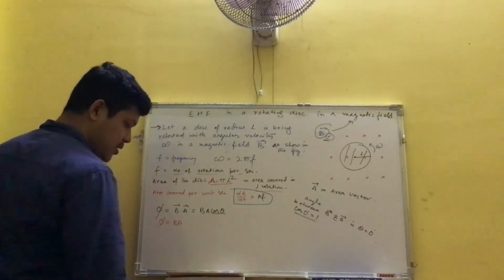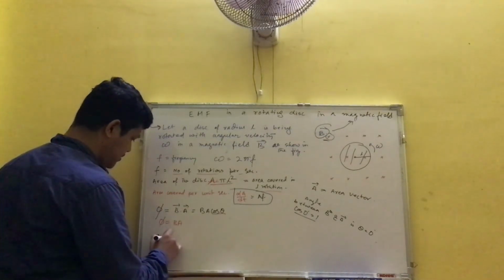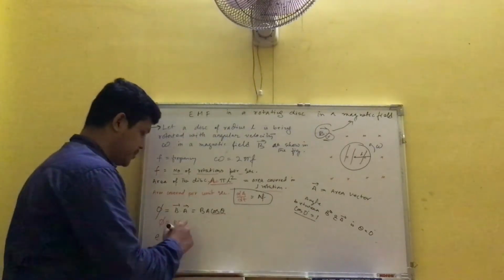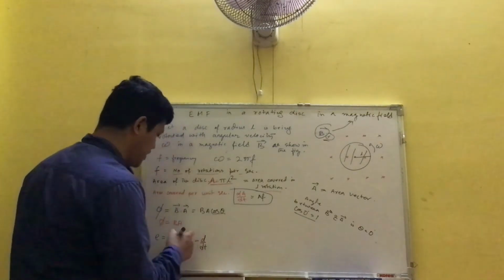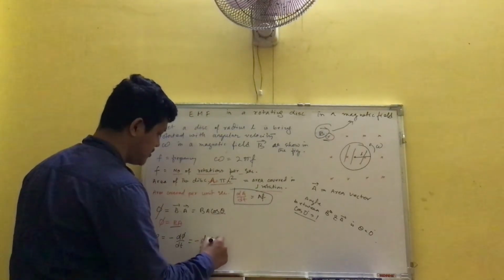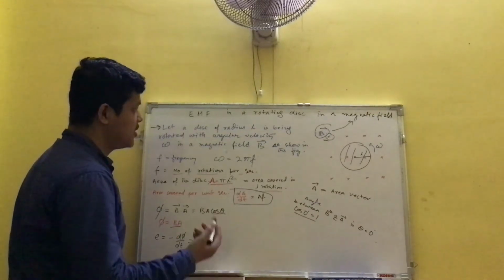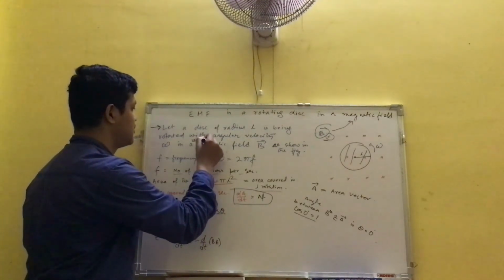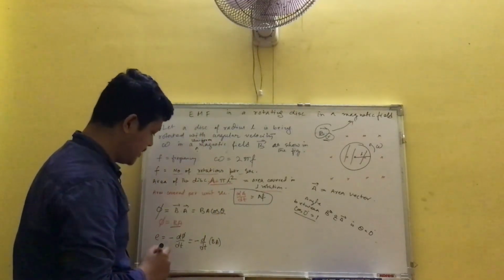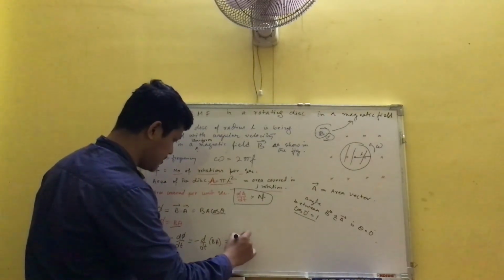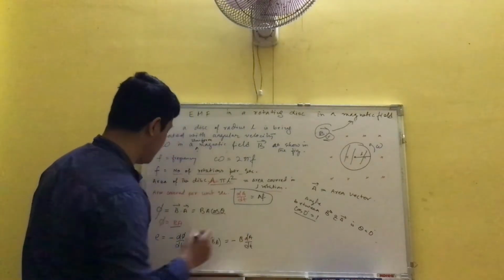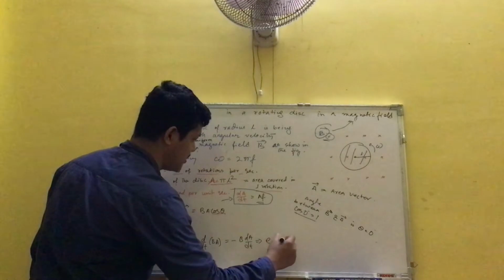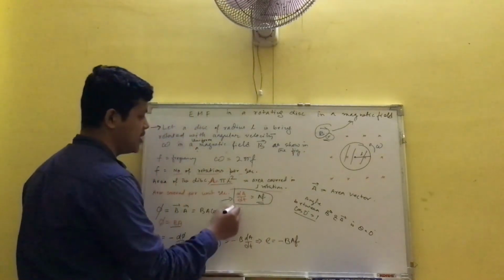Now here you see, induced EMF E is equal to minus d phi by dt, and the minus comes from Lenz's law, isn't it? So d phi by dt is d by dt of BA, and B is constant because this is a uniform magnetic field. So we can write minus B dA by dt, and dA by dt is AF. It implies E is equal to minus B A F.